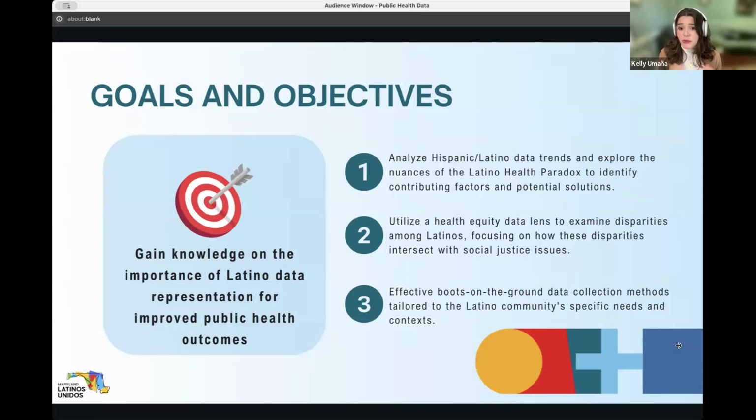We'll be really looking at data collection from a health equity lens to examine the disparities that our Latinos face and how that looks in data. And then also looking at some effective boots-on-the-ground data collection methods tailored for our Latino community and their specific needs and context.